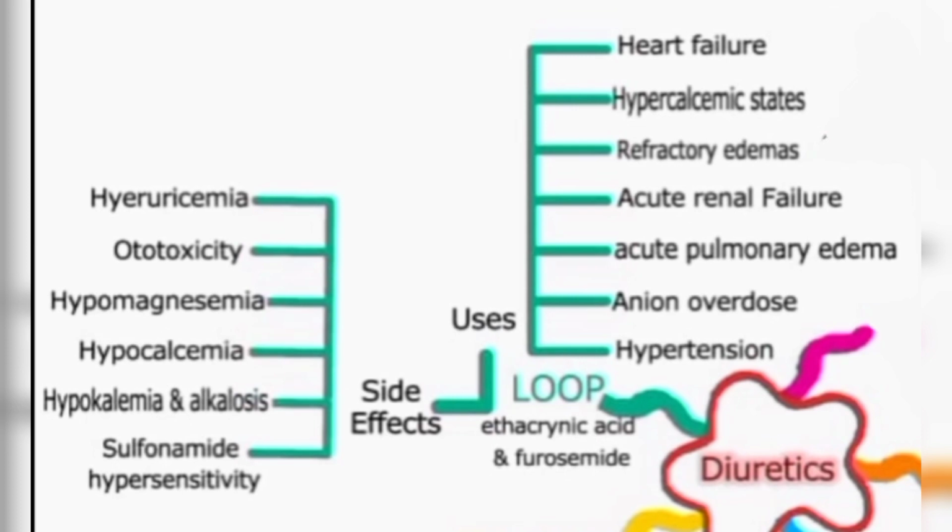What are the side effects? The side effects, we have hyperuricemia, ototoxicity, hypomagnesemia, hypocalcemia, hypokalemia and alkalosis, then sulfonamide hypersensitivity. The indications of these drugs are hypercalcemia, then refractory edemas, acute renal failure, acute pulmonary edema, hypertension, and anion overdose.